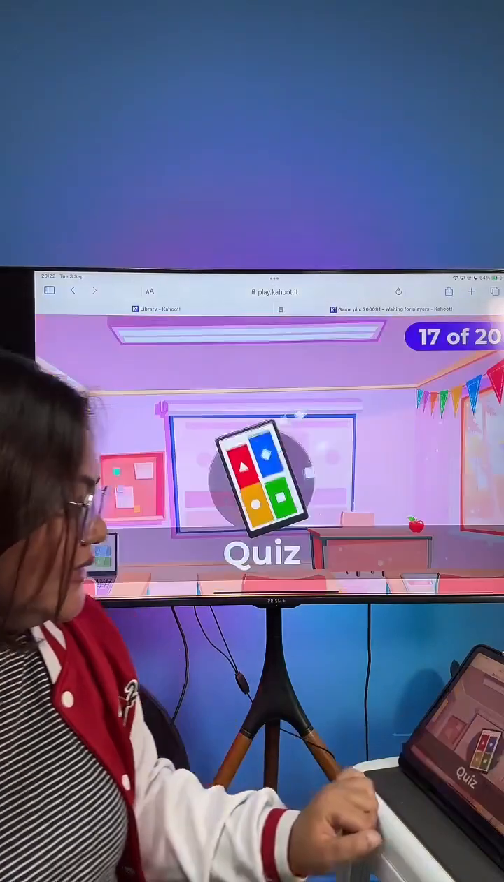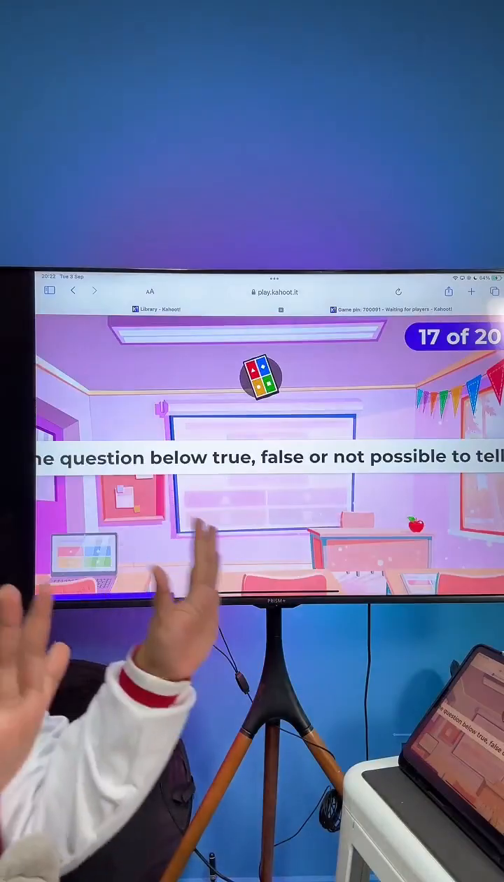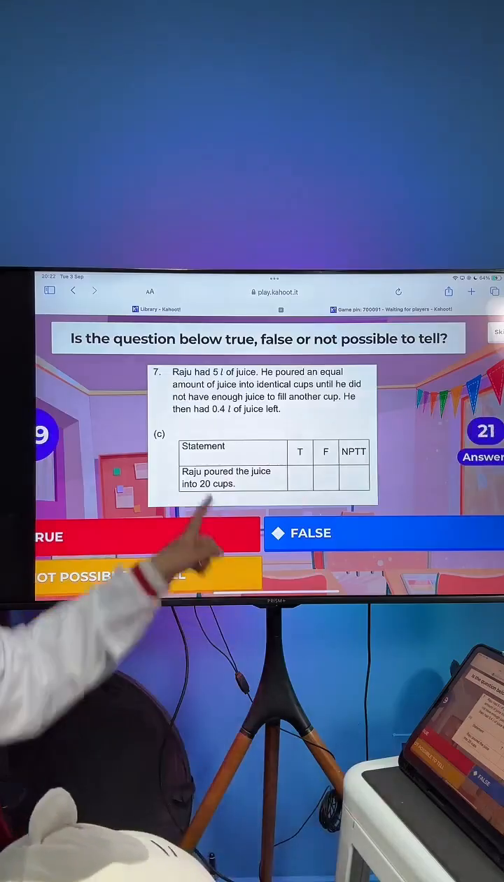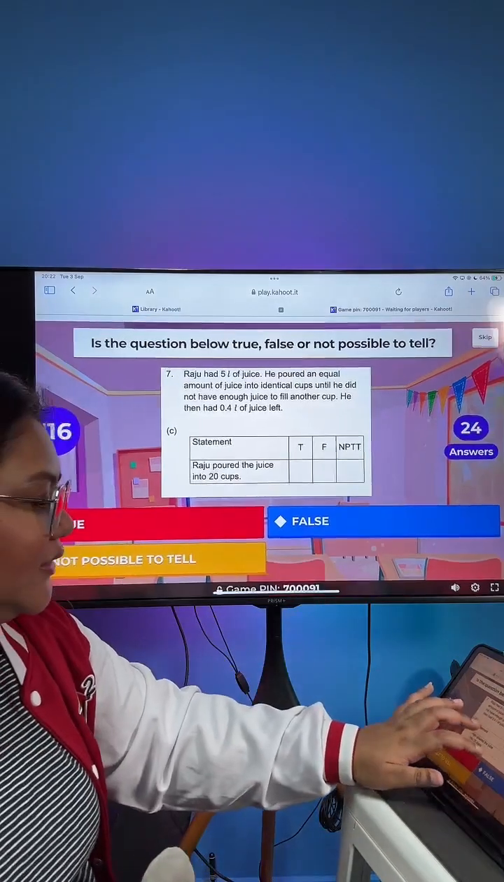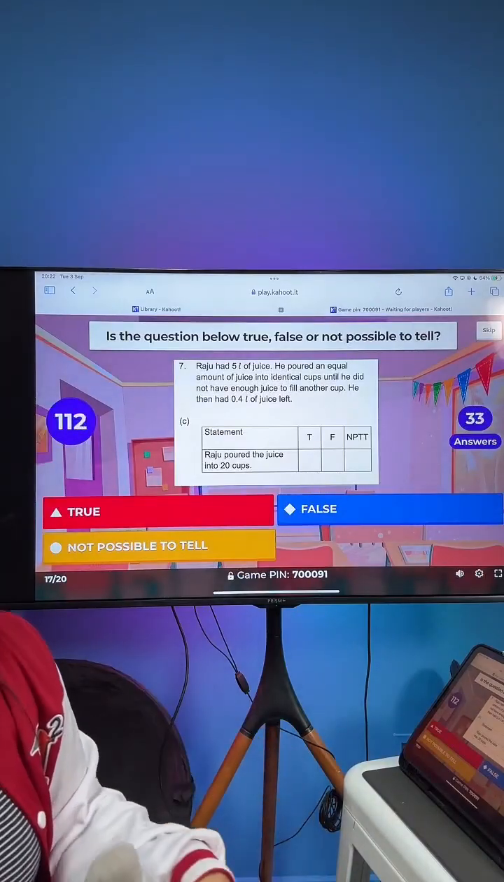The last question is, I got 20 cups. Can or cannot? Just now 10 cups, not possible to tell, right? Can, but can be other numbers also. What about if I got 20? Can or cannot? 20 cups. Can or cannot?